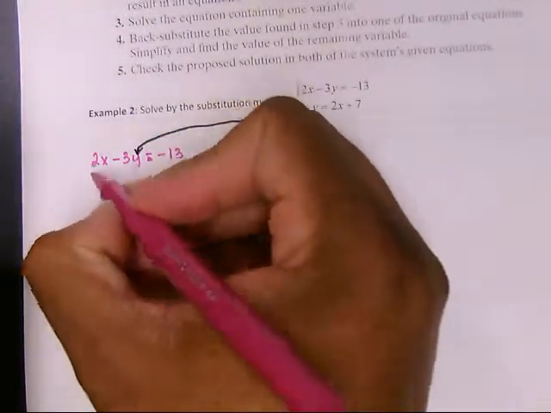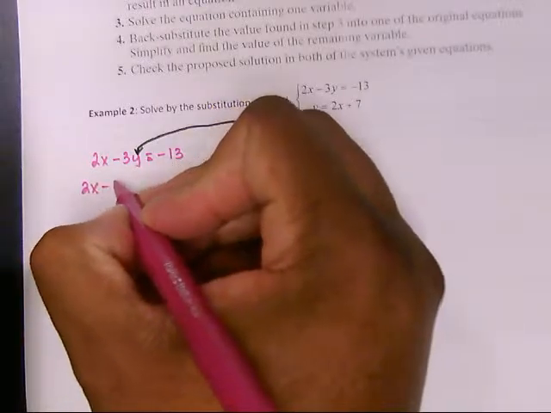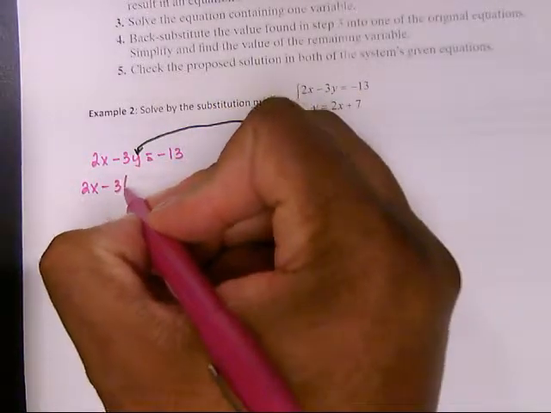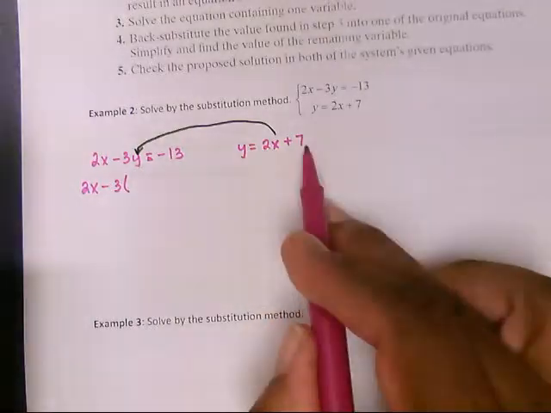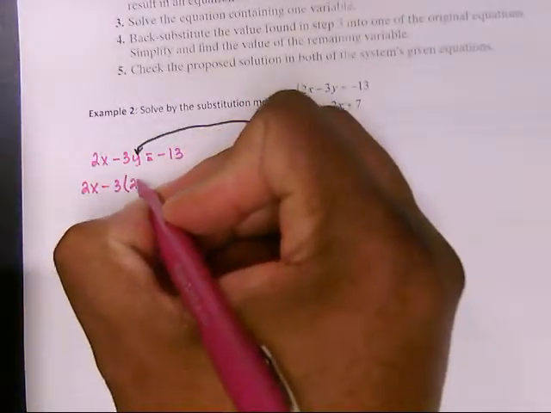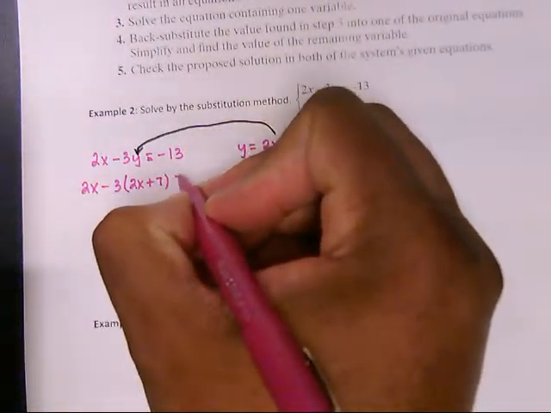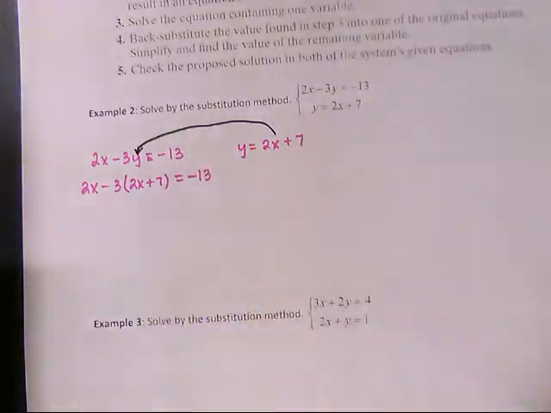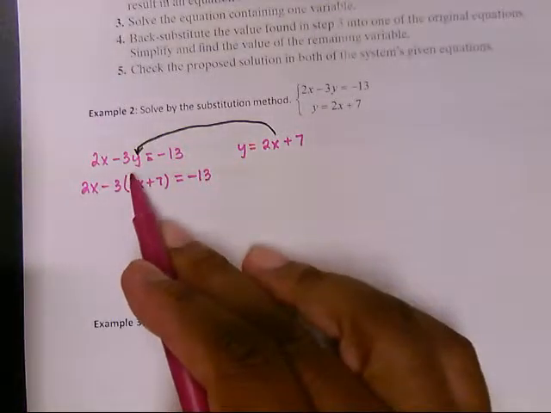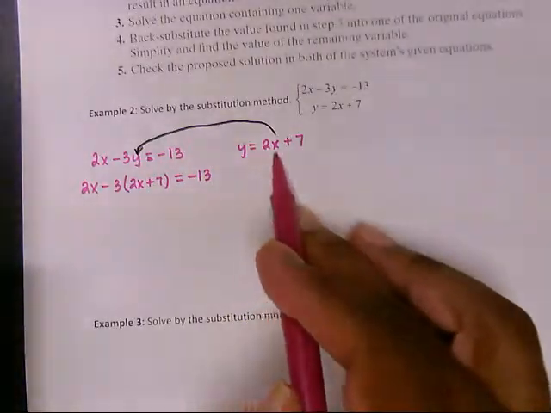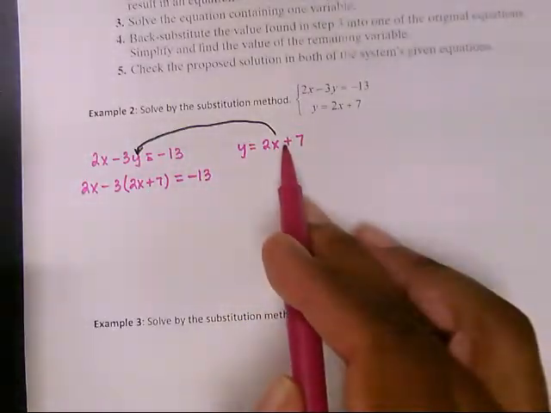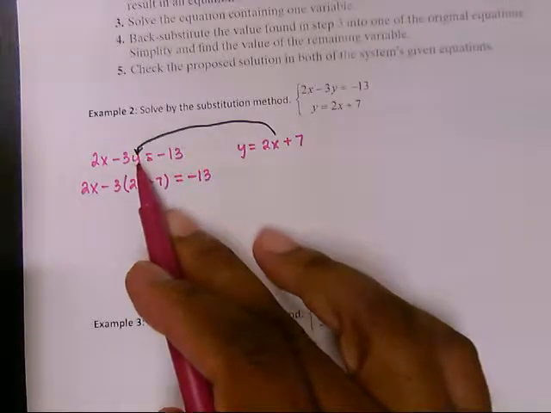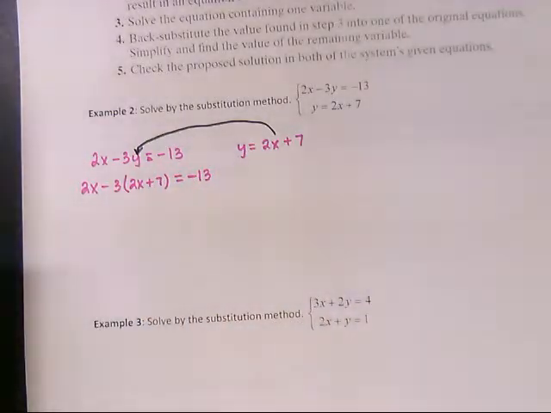So what's going to happen is this. I'm going to have 2x minus 3 times, and I'm going to replace the y with this 2x plus 7. And then that's going to be equal to negative 13. Okay? That's how we apply the substitution method. I'm replacing this y with what this y is equal to. With that second equation, I'm replacing the y in the first equation. That way I'll have an equation in a single variable.